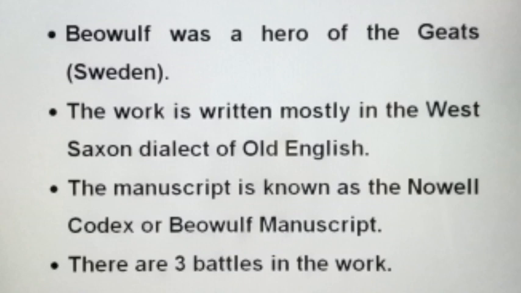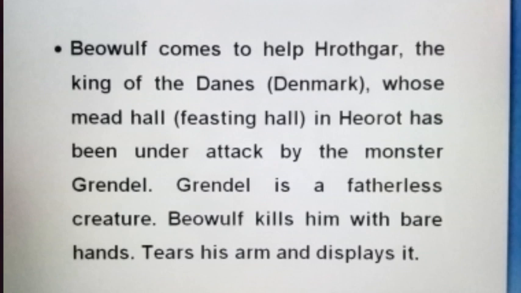There are total 3 battles in the work. Beowulf comes to help Hrothgar, the king of the Danes, that means Denmark, whose mead hall, that means feasting hall, in Heorot has been under attack by a monster, Grendel. Grendel is a fatherless creature. Beowulf kills him with his bare hands, tears his arm, and displays it.